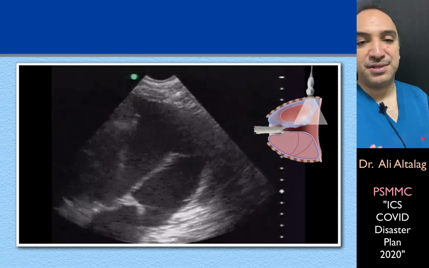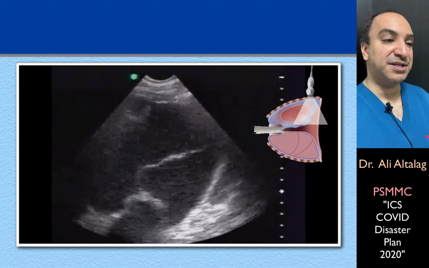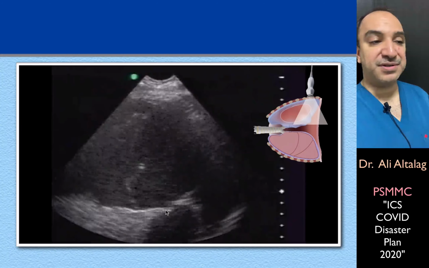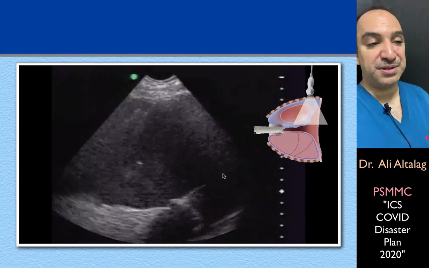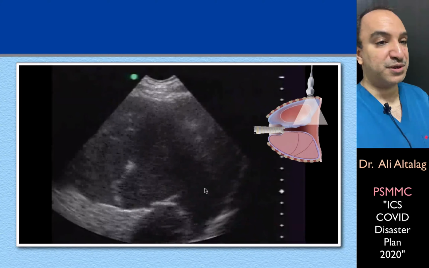So as I've mentioned, ultrasound can show you the type of fluid you are dealing with, in particular if there are septations or loculation. This is early septation or loculation, a patient with pleural effusion on the right side.